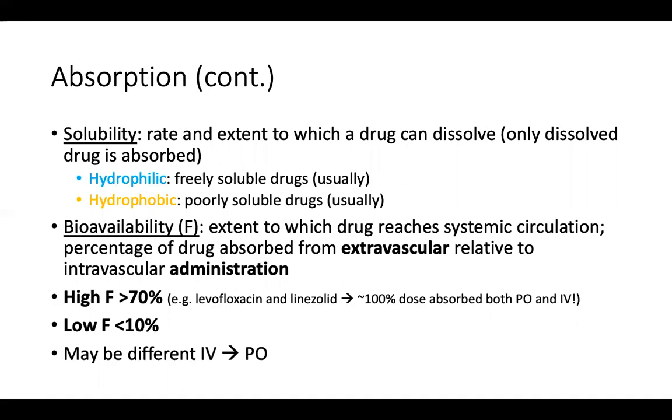And then if we talk about bioavailability, that's how much drug is actually reaching systemic circulation. That's the percentage absorbed from that extravascular source, relative to the intravascular administration. So a high bioavailability, we would hope for a bioavailability of 100%. So the higher the better. That would be more bioavailability. An example here, they give the example of levofloxacin and linezolid. Those are both 100% dose absorbed by mouth and IV. I thought that was kind of interesting. But with other drugs, it might be a little bit different.